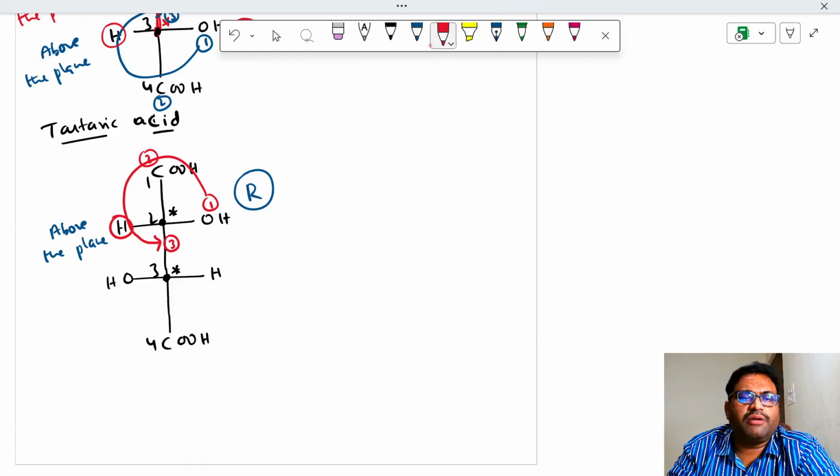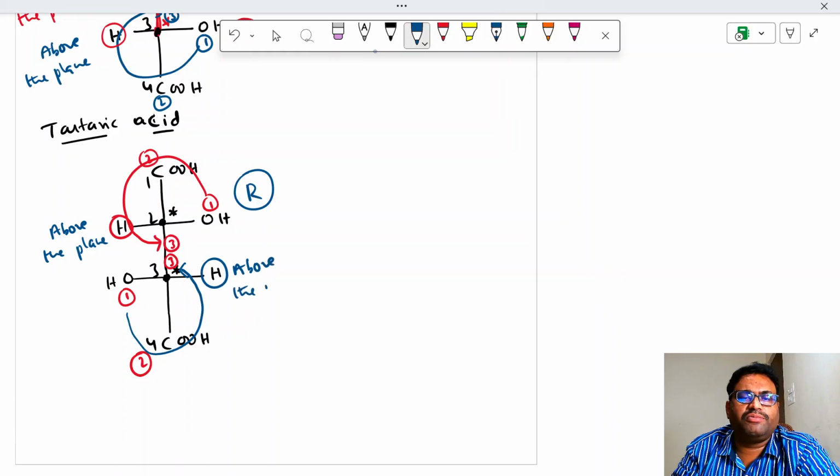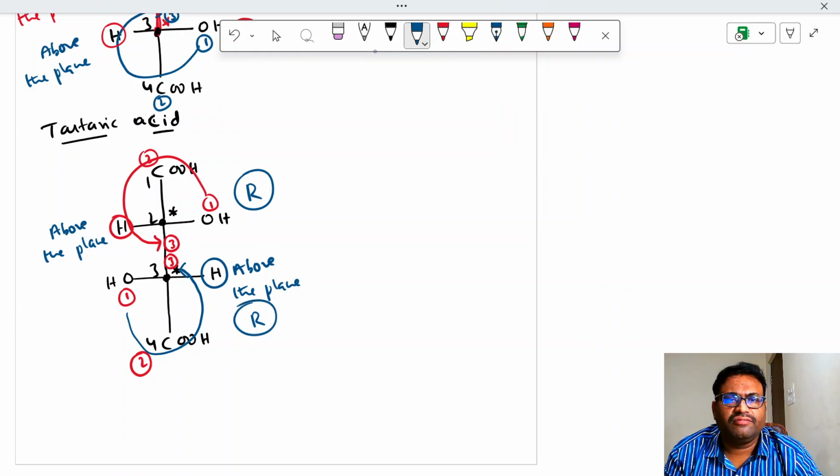When coming to third carbon atom, let us see 1, 2, third priority again. Rotate it. When you rotate 1, 2, 3, what you are finding? Anti-clockwise. And where is H? H is again above the plane. When it is above the plane, whatever you observe, you have to write opposite to that. You are observing anti-clockwise, so you have to write R.